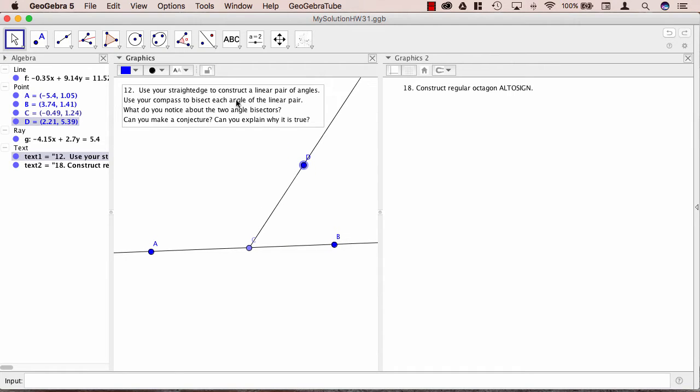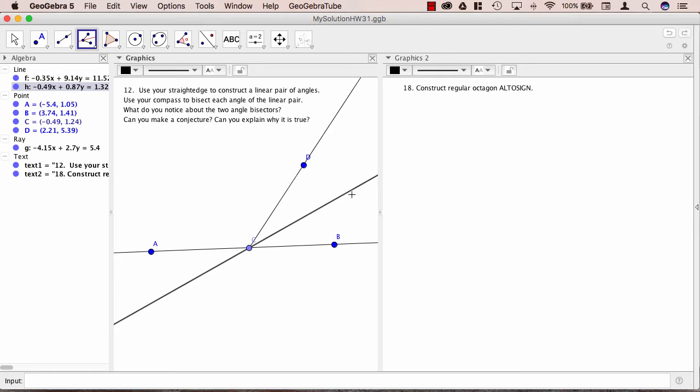So we're going to use the compass to bisect each angle of the linear pair. So we're not going to use the compass tool, we're going to use this angle bisector tool here. So using the angle bisector tool, we'll just click on the 3 points that make the angle, and there's our first angle bisector. I'm going to make it a dotted line and make it red.